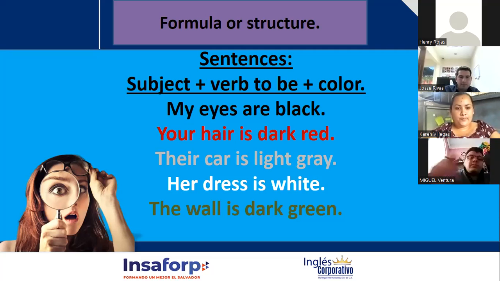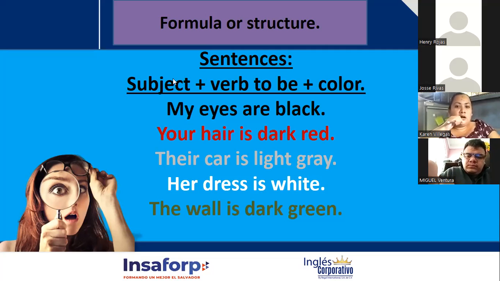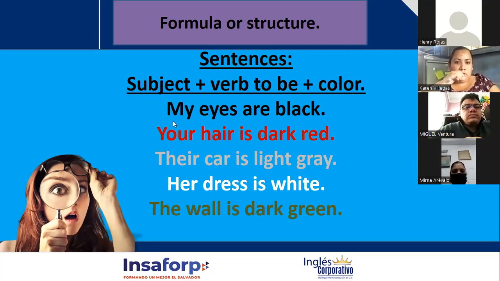Their car is light gray. Her dress is white. The wall is dark green. And I put the sentences in those colors: black, dark red, light gray, white, and dark green.